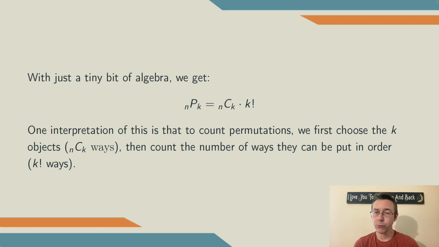If you take those two formulas from the last slide for nPk and n choose k, you can relate them just by noticing that nPk is n choose k times k factorial. And this has a very natural interpretation. If you're counting permutations, you count the number of ways you can choose the k objects. There's n choose k of those. And then you count the number of ways that the k that you've chosen can be put in order, k factorial.